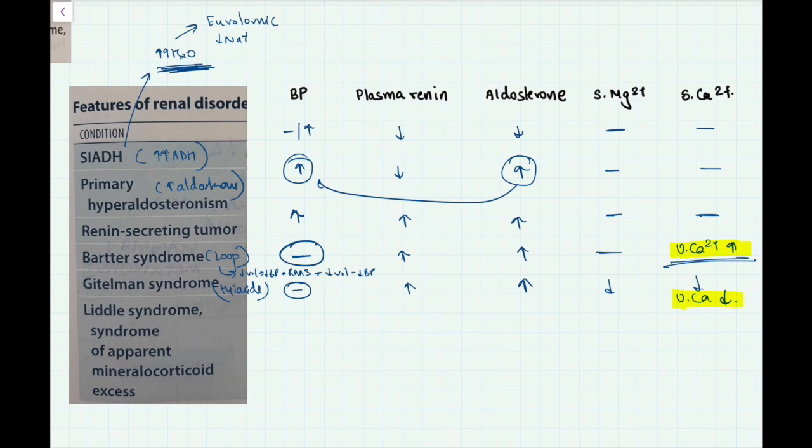Next is Liddle syndrome. Here, due to activation of ENaC channels, the blood pressure increases, and the increased blood pressure leads to a decrease in the plasma renin, causing a decrease in the aldosterone, while there is no effect on the serum calcium and magnesium level, right. So here there is hypoaldosteronemic hypertension in Liddle as well as SAME.